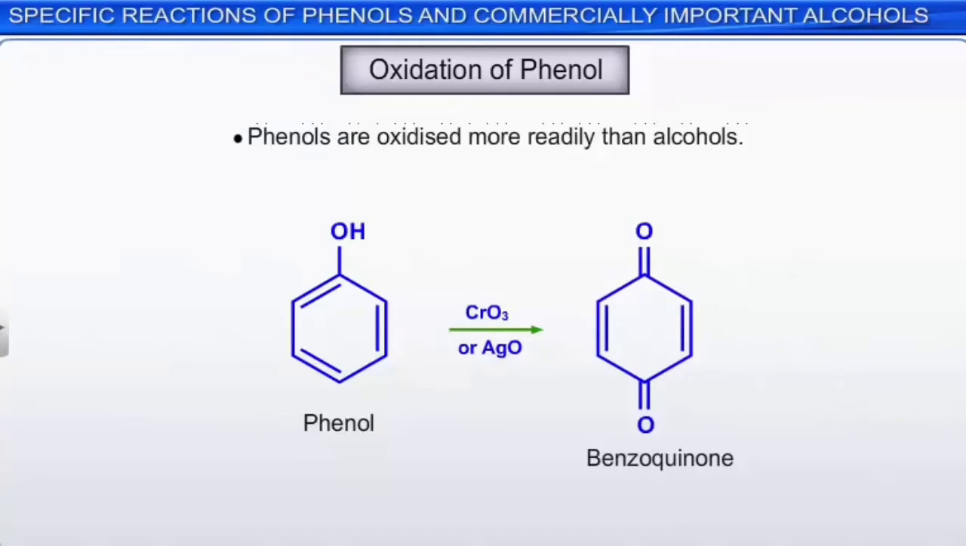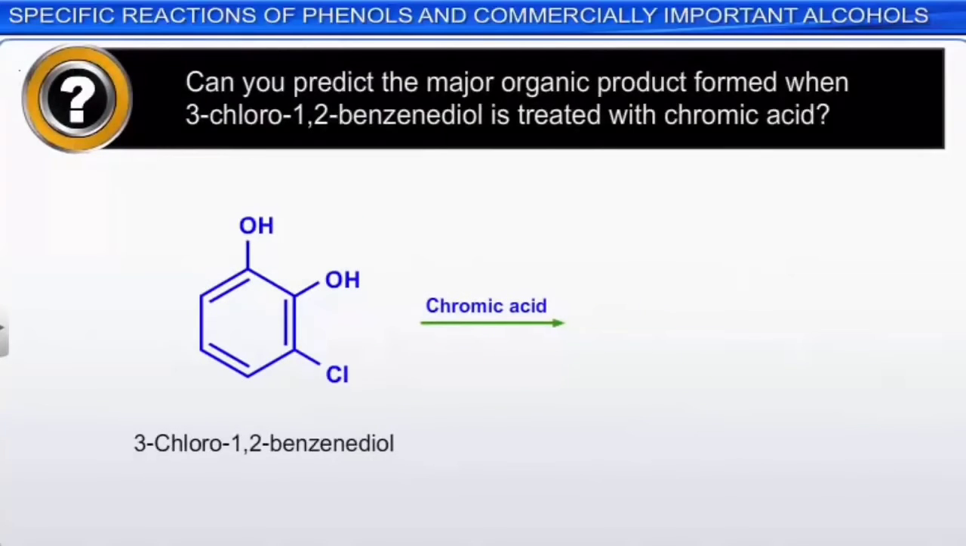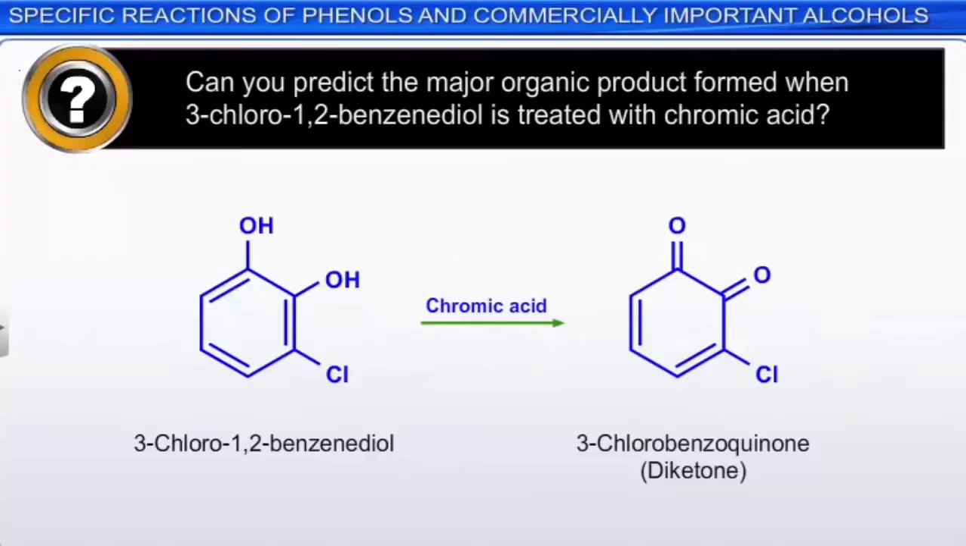Can you predict the major organic product formed when 3-chloro-1,2-benzenediol is treated with chromic acid? Since two hydroxyl groups are present, both will be oxidized into ketones. The double bonds need to be rearranged to make the diketone.